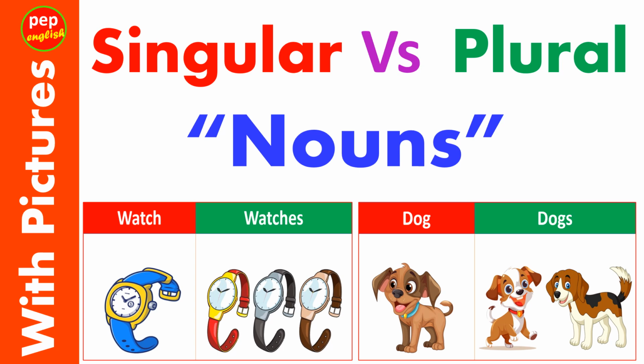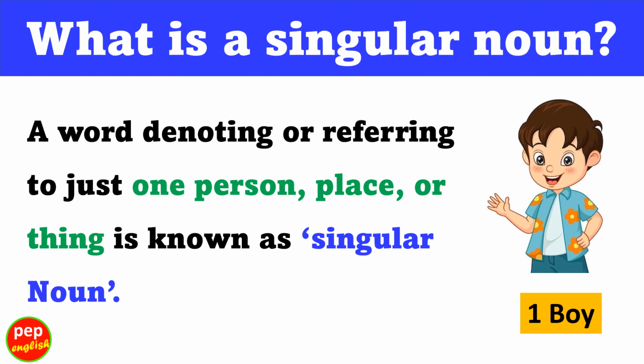Singular versus plural nouns. What is a singular noun? A word denoting or referring to just one person, place, or thing is known as a singular noun.